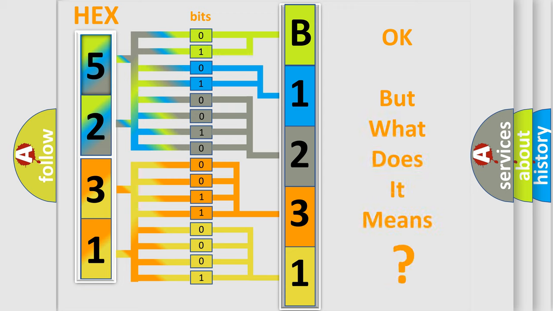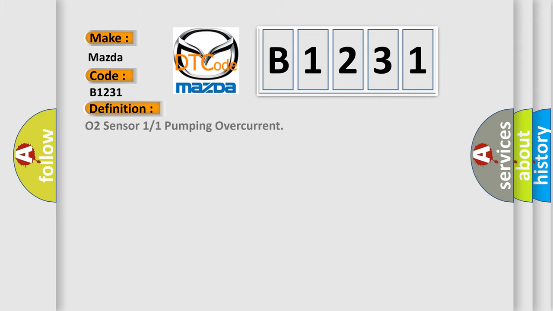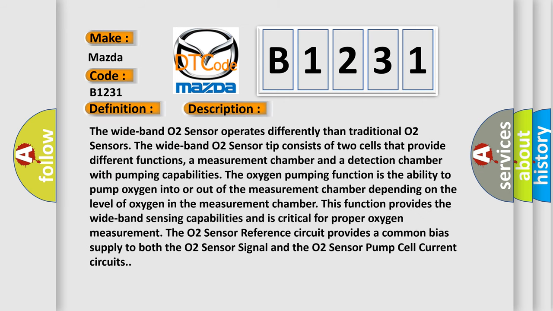The number itself does not make sense to us if we cannot assign information to what it actually expresses. So, what does the Diagnostic Trouble Code B1231 interpret specifically for Mazda car manufacturers? The basic definition is O2 sensor 1 pumping overcurrent. And now this is a short description of this DTC code.